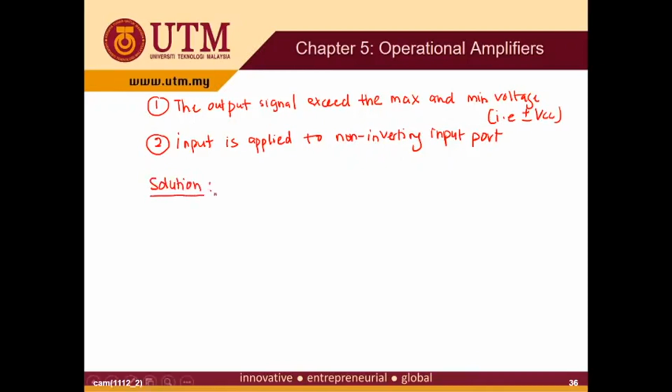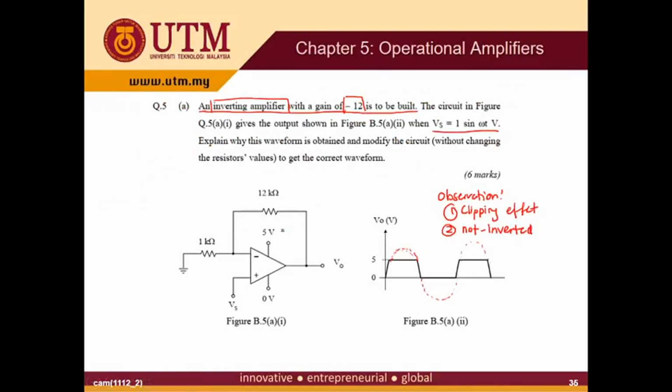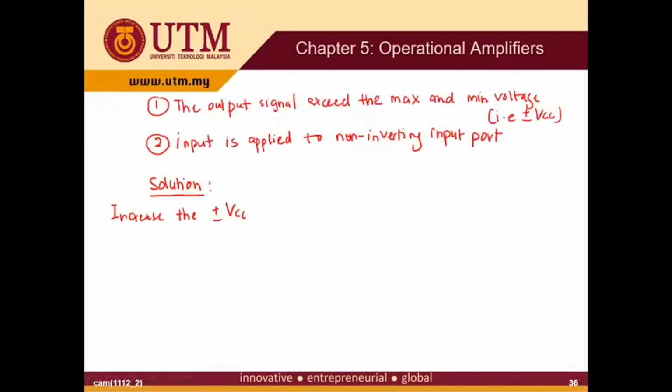What is the solution? You need to increase the plus minus VCC. The original plus VCC is 5 volts and minus VCC is only ground, 0 volts. So we need to increase the plus VCC. How much is acceptable? The design gain AV is -12, with Vs equal to 1 sine omega t.